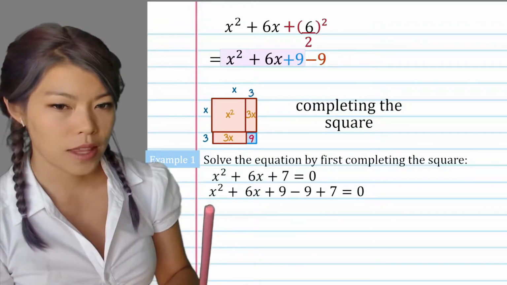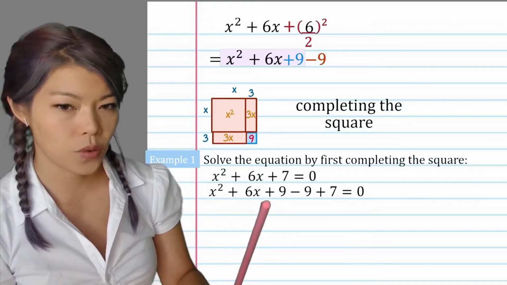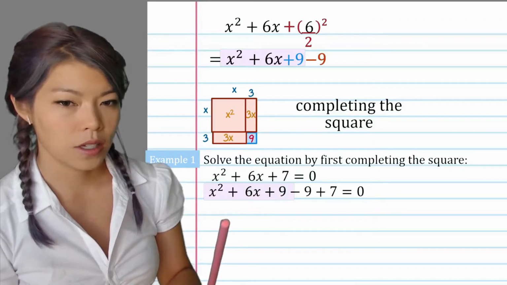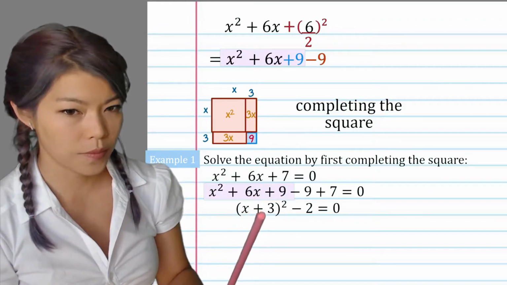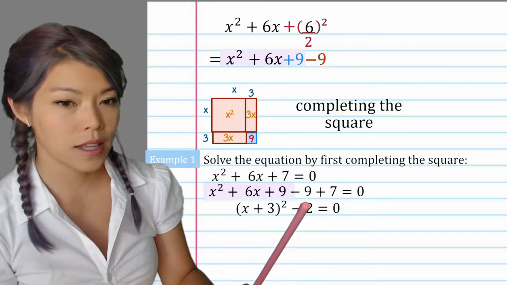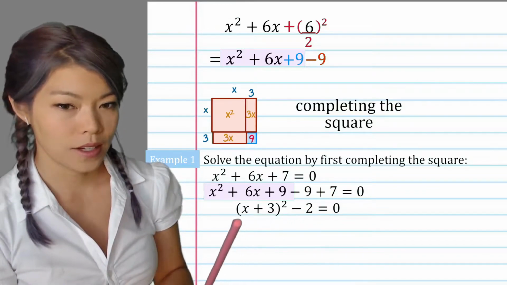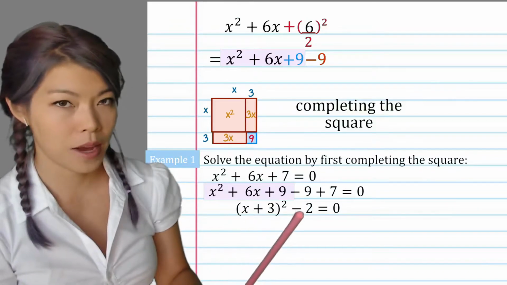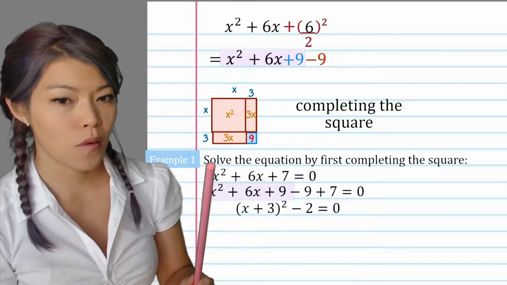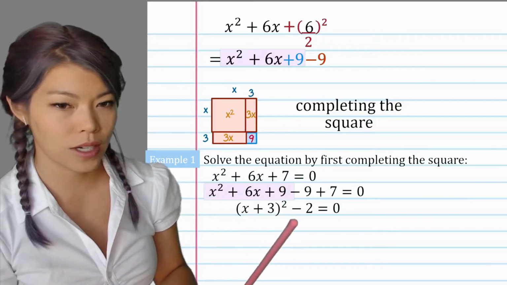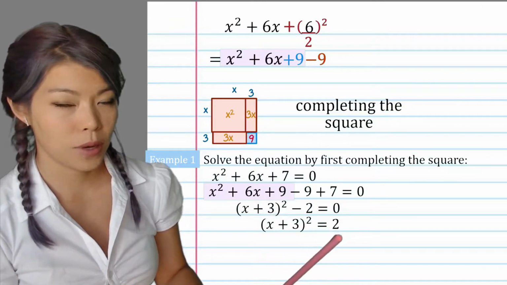Now, if we do that, then this section here is a perfect square, these first 3 terms. So these first 3 terms is x plus 3 squared. And then we are left with minus 9 plus 7 is minus 2. So now we have a perfect square and a minus 2. So it says solve, so we have to continue. So bring the 2 to the other side. So we have positive 2.